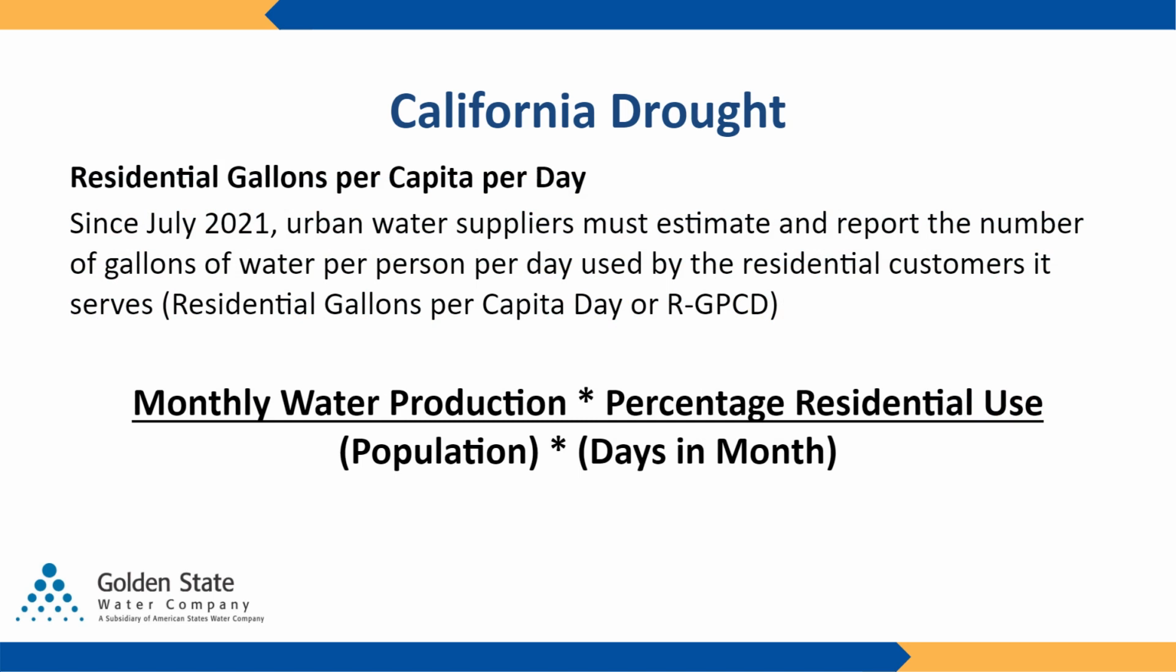In the water world, the acronym GPCD, gallons per capita per day, is often used to refer to per capita daily water use. GPCD can be used for estimating future water use demand. We'll discuss this more later, and it is also an important tool for tracking conservation goals, since it provides a baseline for households and individuals to track and compare their own conservation efforts. Additionally, urban water suppliers must estimate and report the number of gallons of water per person per day used by the residential customers it serves.